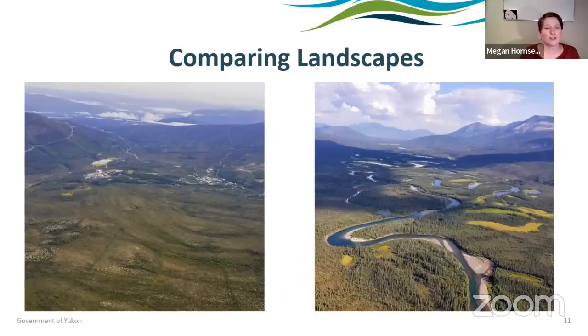So what I wanted to do was be able to compare two different landscapes. The one on the left, this photo is taken just around Keno, where there's quartz mining, there's placer mining, you can actually see some old cut lines right in the foreground of the photo, and then you can see some roads in the background, and there's even a little bit of agriculture in there.